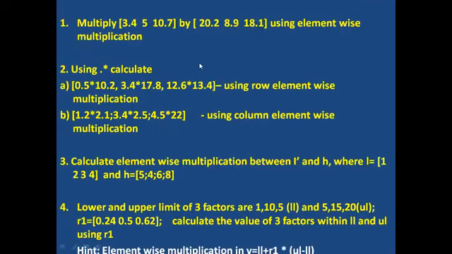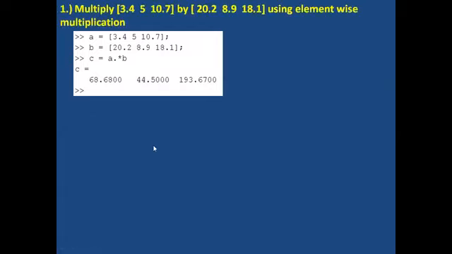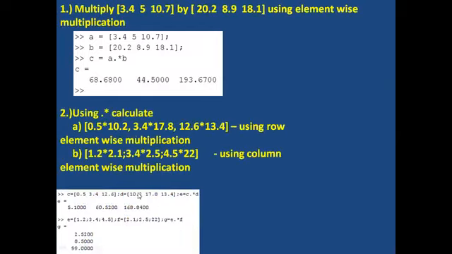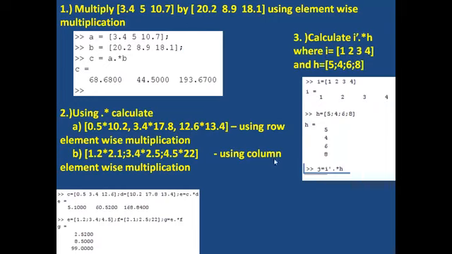And this is tutorial 2.2, the answer of tutorial 2.2. This is element-wise multiplication. We are defining A and this is B, that is A dot star B, that is A dot multiplication B. This is element-wise multiplication. And this is the answer of the second one. This is the answer of the third one.